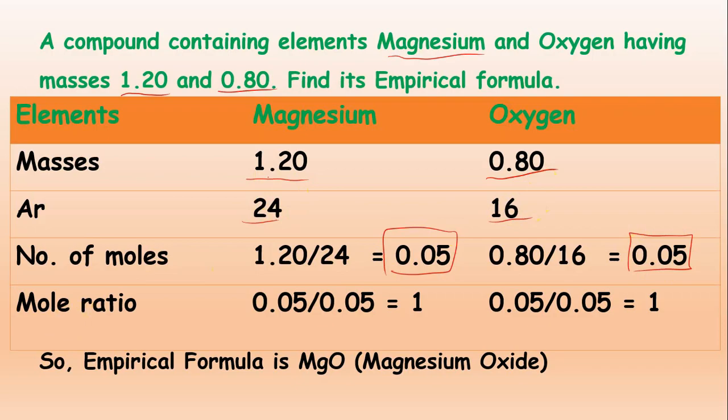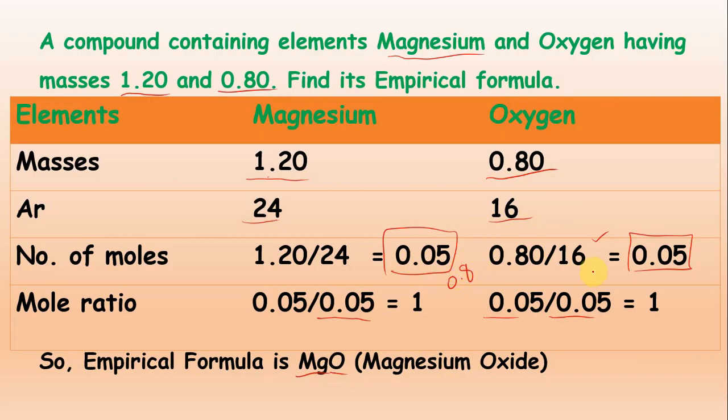As I have told you earlier, we will divide the answers obtained at step number 3 by the smallest one, but here the answers are the same, so 0.05 will be divided by 0.05, and 0.05 will be divided by 0.05. The answer will be 1 and 1. It means magnesium will be 1 and oxygen will be 1, so magnesium oxide is the empirical formula of the magnesium oxide.